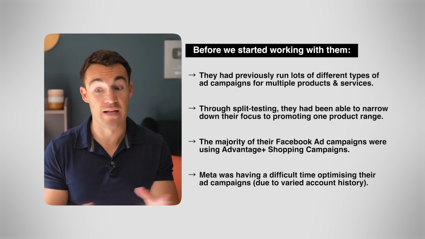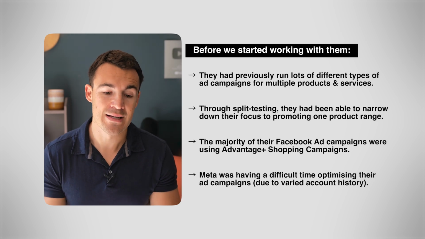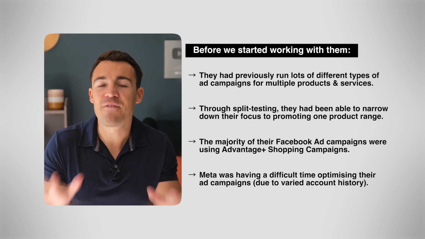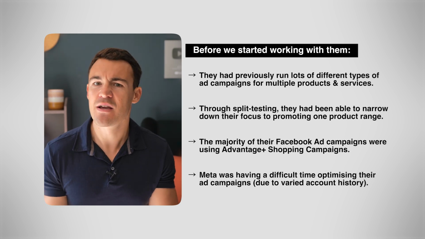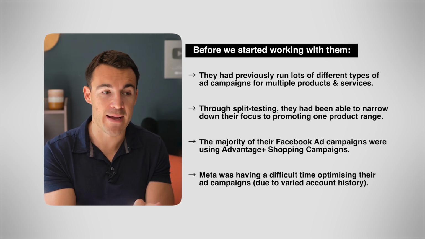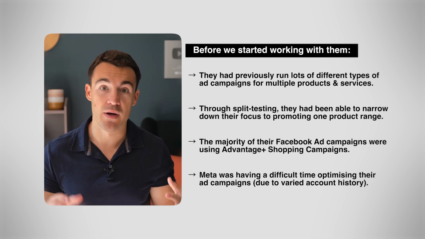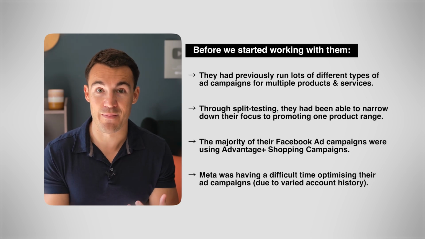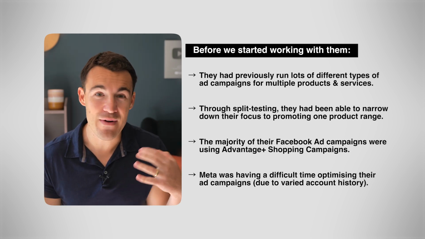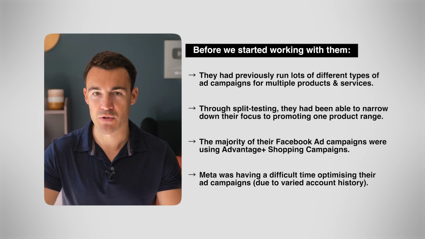And as I said, there are lots of different types of campaigns that will run for a wide range of products, and I felt that meant Meta was a bit confused. We're now focusing on this one product range with an Advantage Plus shopping campaign that really relies on Meta's automatic targeting, their AI, to work out who to put ads in front of and how to optimize the campaigns. And yet, because of this varied history, it just felt like Meta was a bit confused and wasn't getting the best results possible. So there are a few different options when you come into that sort of scenario.